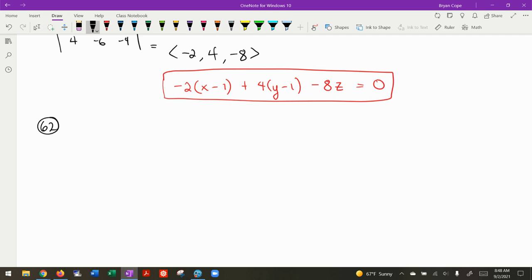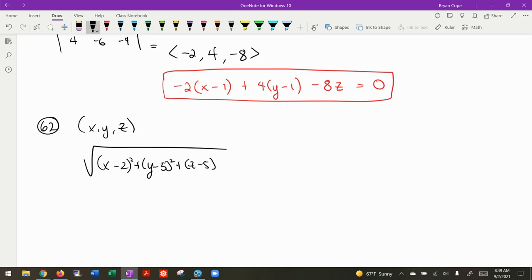All right, 62. Find an equation for the plane consisting of all points that are equidistant from the points 2, 5, 5 and -6, 3, 1. So the plane consists of all points x, y, z, and that point has got to be equidistant from both of those. So the square root of x minus 2 squared plus y minus 5 squared plus z minus 5 squared equals the square root of x plus 6 squared plus y minus 3 squared plus z minus 1 squared.